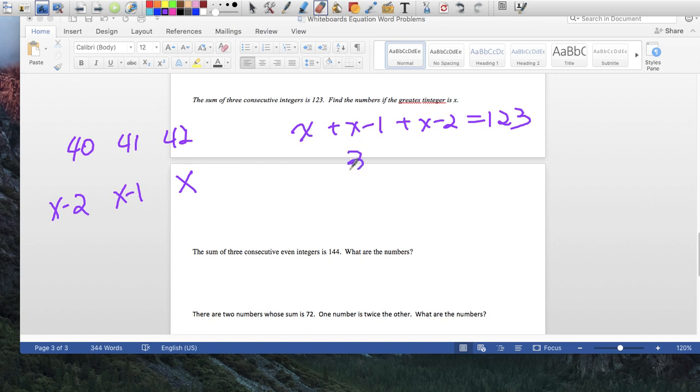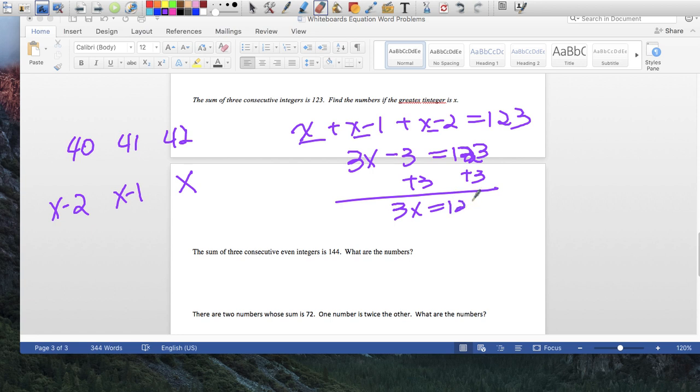So I have 3x, right? Because x and x and x is 3x. Minus 1 minus 2, this is something minus 3 equals 123. Plus 3, I'm going to get 3x equals 126. Divide both sides by 3, and x is going to be 42. So the biggest, oh, look. So the biggest of the numbers is 42, the second biggest is 41, and the last one is 40. Coincidental? Maybe.